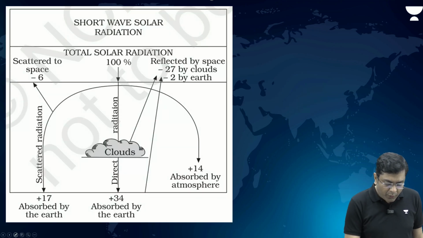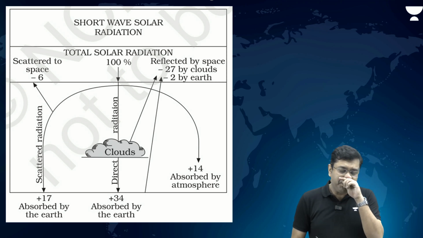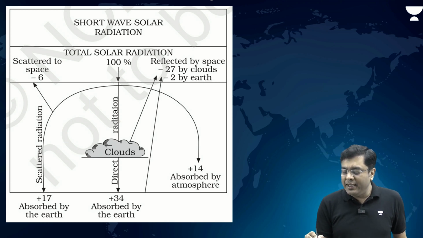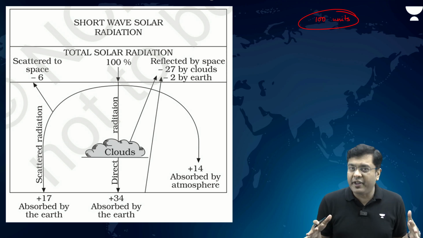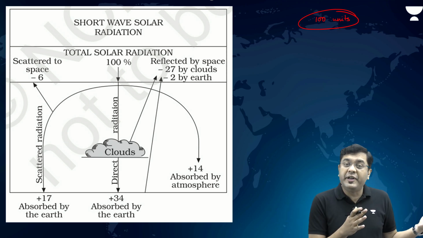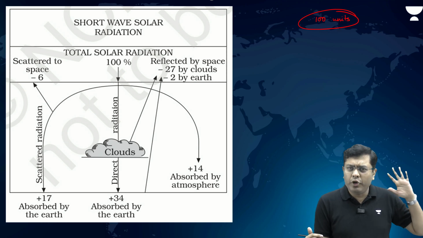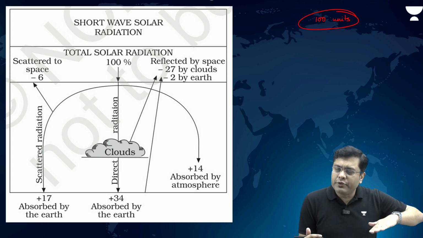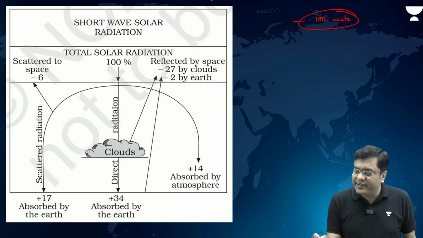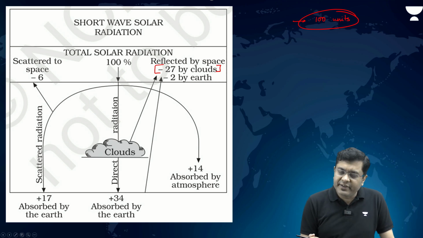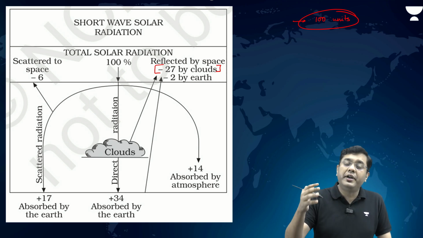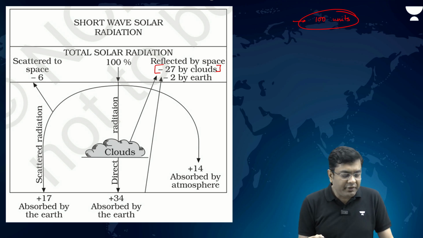Now, starting with the incoming solar radiation. Let's suppose you consider the incoming solar radiation to be 100 units. Mind you, we are considering the heat budget of the surface, not the atmosphere. There is a separate heat budget for the atmosphere also, but that is required for the optional level. Here, the heat budget for the surface. So if 100 units are being received, you will observe that almost 27 units are reflected by the clouds in outer space itself. Right, because the cloud cover is white on top, so they reflect 27 units.